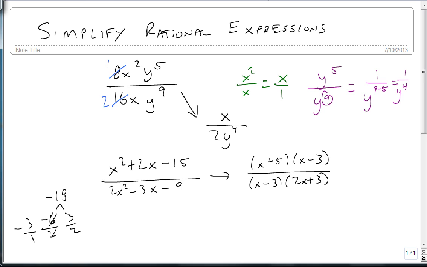We now divide out common factors. And we write what's left over. So our final answer is x plus 5 over 2x plus 3, and we're done. This is a simplified version of this.